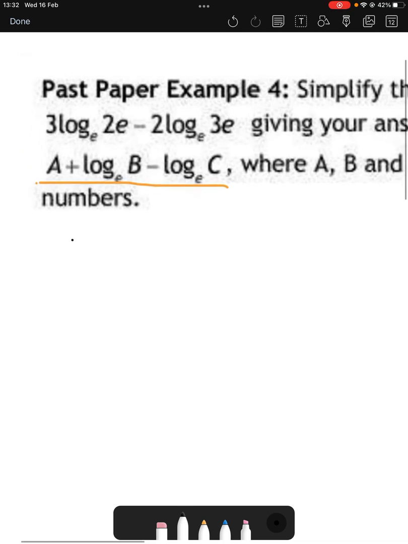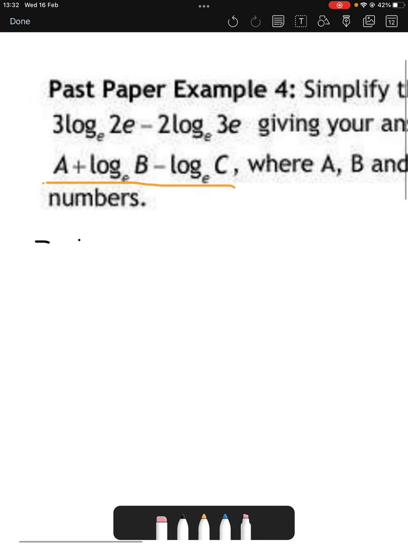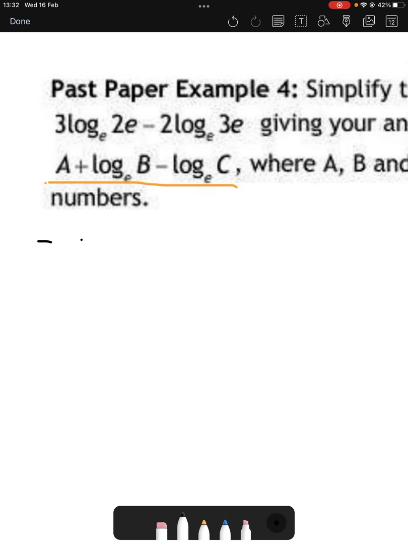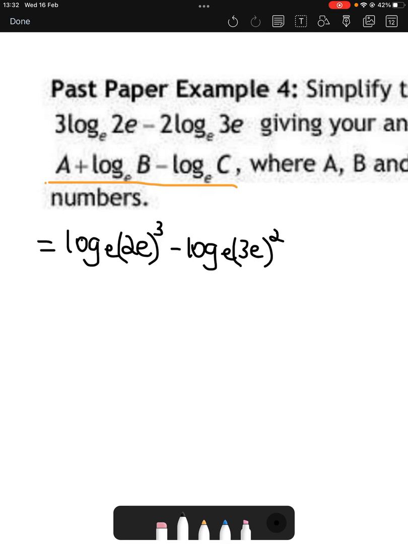So first thing we're going to do, obviously we are thinking about log rules when we're simplifying expressions. So we are going to bring our powers up. When you bring your powers up, the thing you need to watch out for is that whole thing is going to be to the power of 3 minus this whole thing squared. So apply both of them, kind of like your indices rules from National 5.